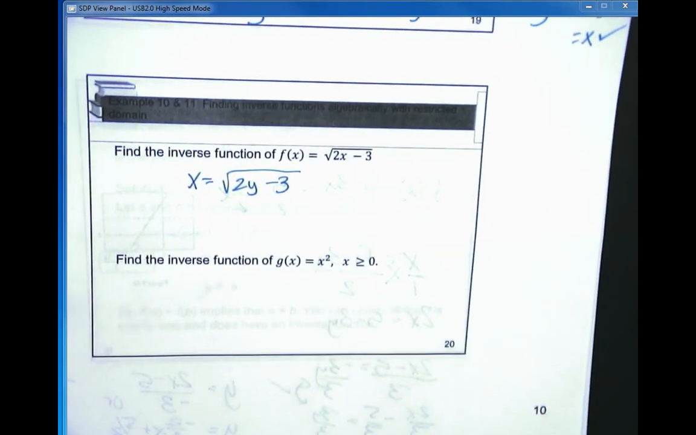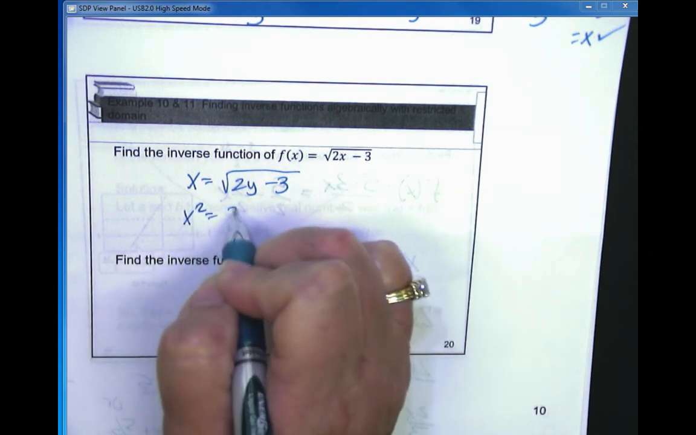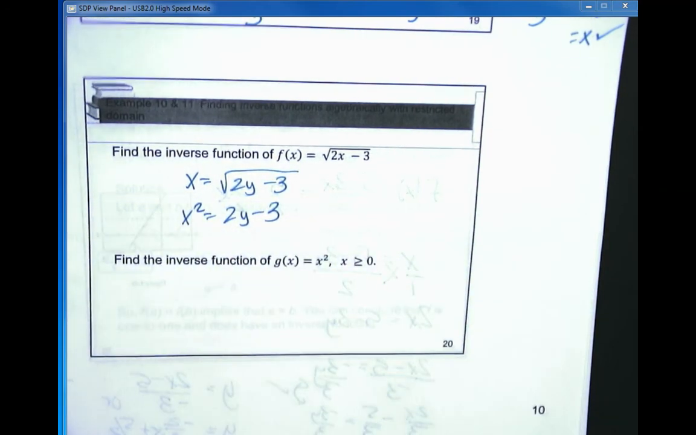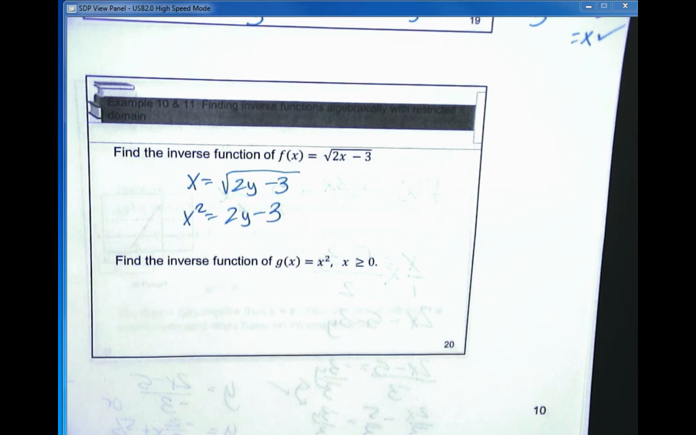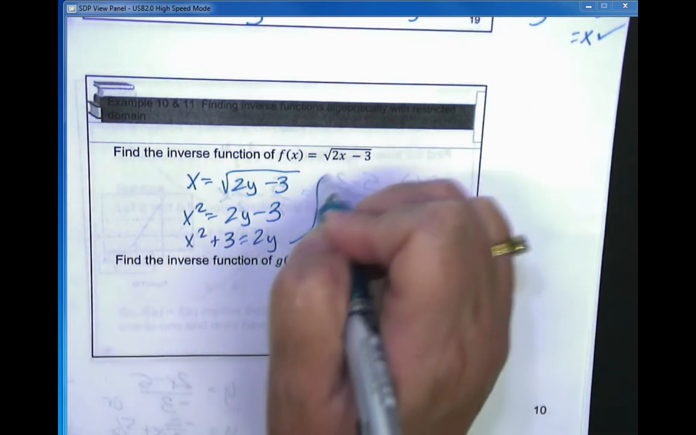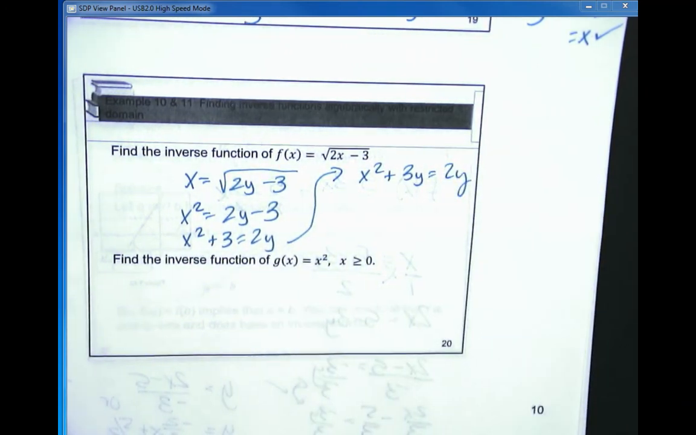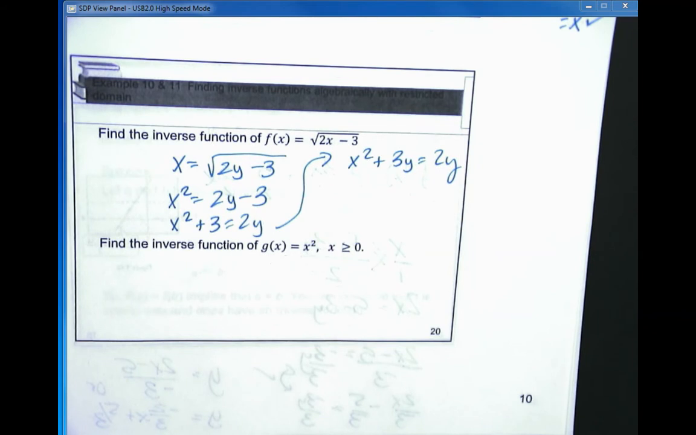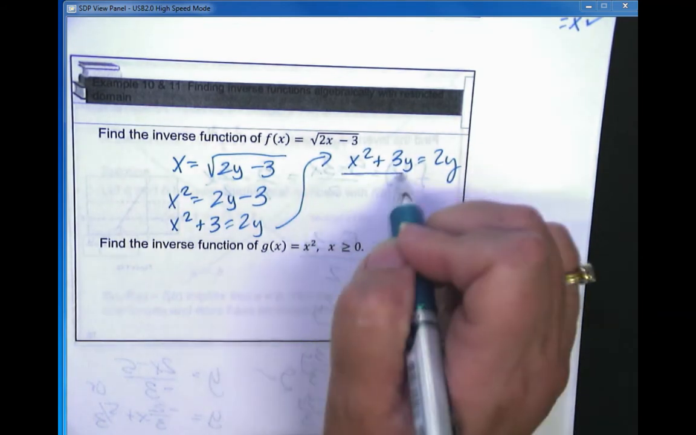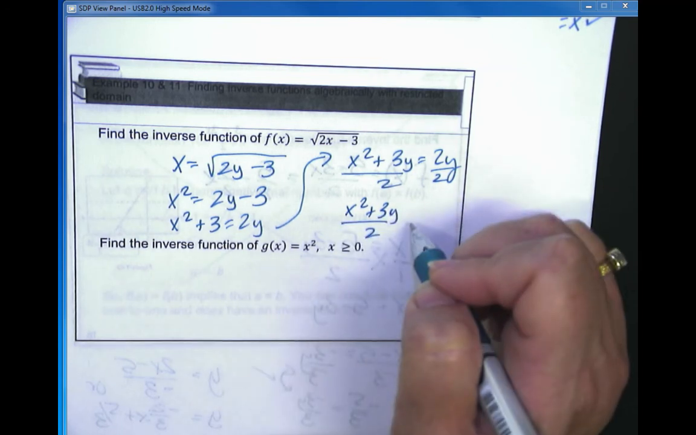Now what do you do once you switch your x and y? Solve for y. So how you make it say y equals. And so what's the next thing we have to do? Square both sides. Then what will we do? Add 3. And I'm just going to rewrite it up here so we can see the thought process again. And then what will we do? Divide everything by what?